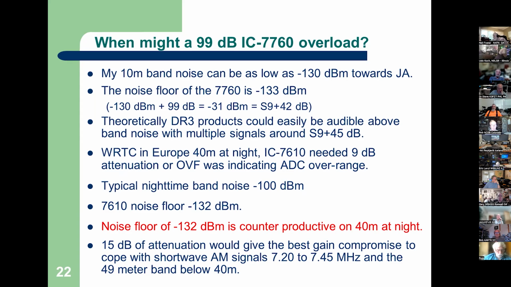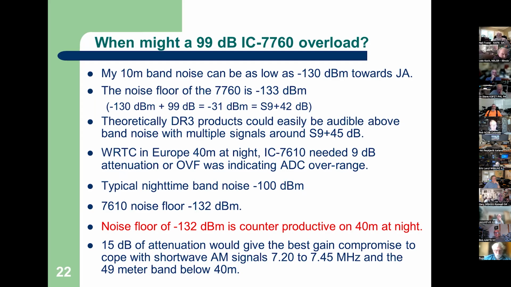Band noise at night, and this is all out of your handbook if you want to know this. Band noise at night's about minus 100 on 40 meters on an omnidirectional antenna, which is what the data is. Well, the noise floor on most radios is minus 130 or better. You don't need 30 dB difference between band noise and your noise floor. That's just not optimizing your radio for potential overload.